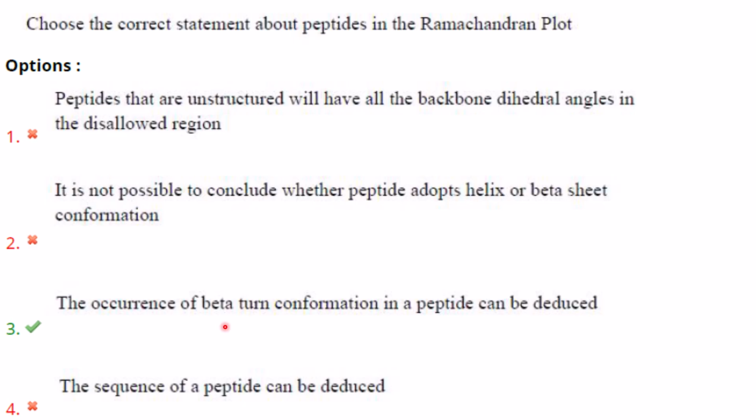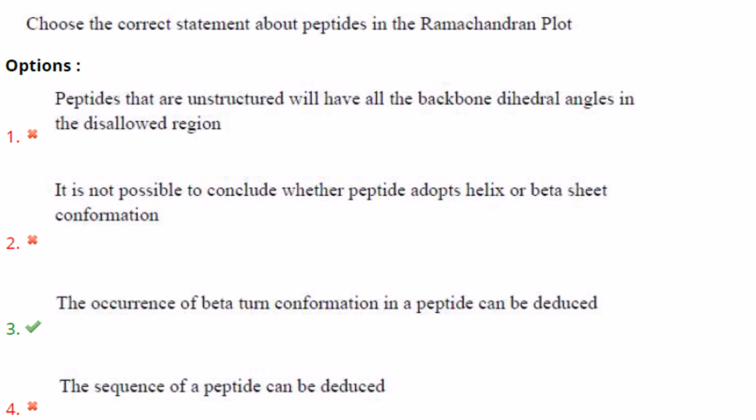Then the occurrence of beta turn conformation in a peptide. Yes, beta turns can be detected in the Ramachandran plot. If you know the plot, you can find that the beta turns are usually confined to the upper right quadrant. That is where you find your left-handed alpha helices. In that quadrant also you can find beta turns.